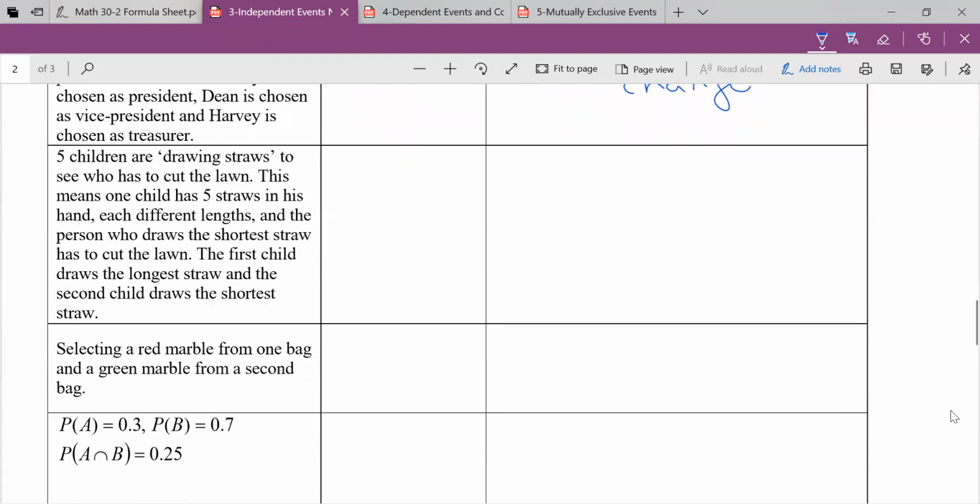Okay, 5 children are drawing straws to see who has to cut the lawn. Well, I'm not even going to read the rest of it. It's dependent because if the first kid draws the long straw or the short straw, they're immediately cutting the yard, right? So what happens on each draw affects the next draw. Again, the probabilities would be changed, wouldn't they?